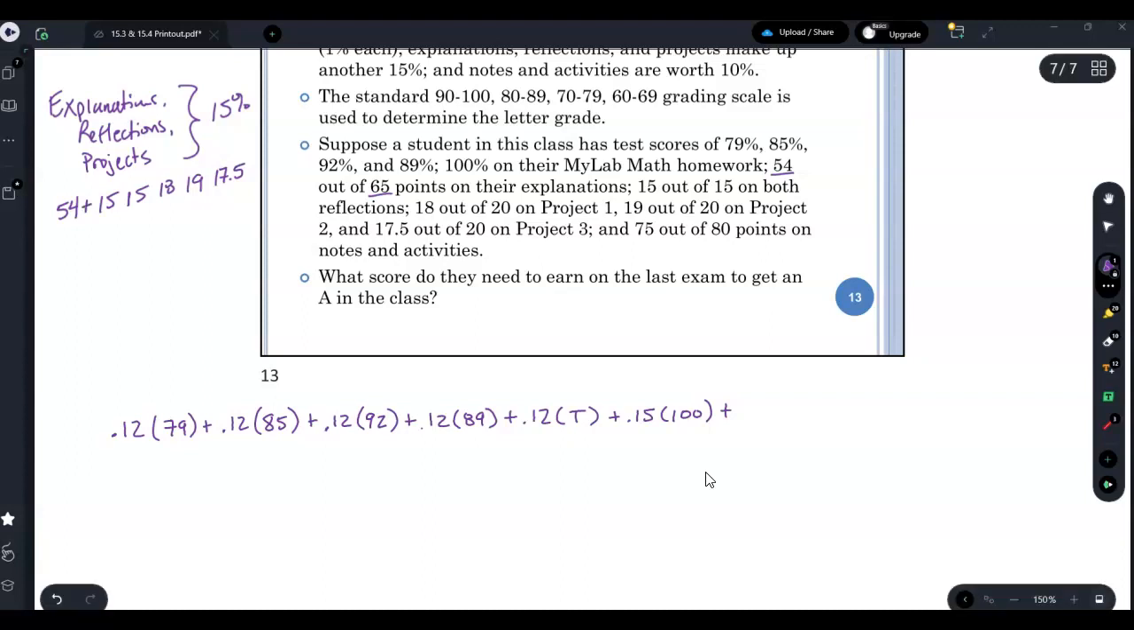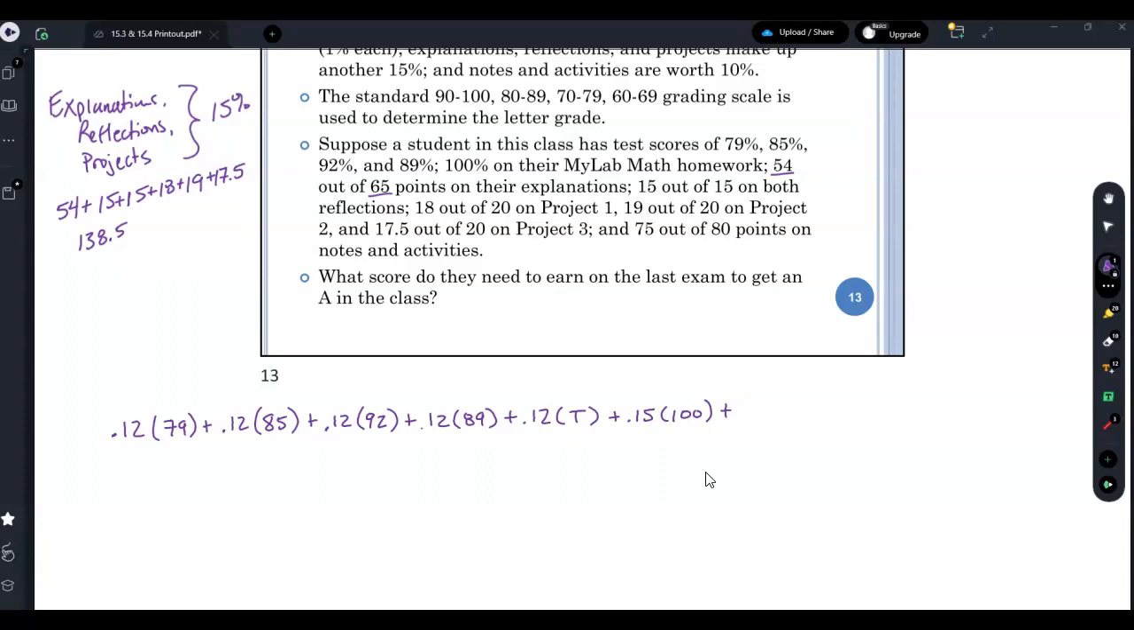So I could just add all of this together. So 54 plus 15 plus 15 plus 18 plus 19 plus 17.5. And that is 138.5. Now, that is out of the total.